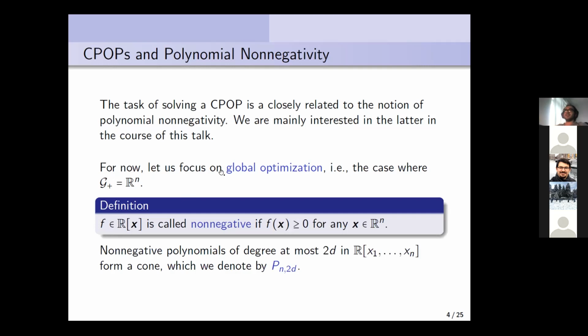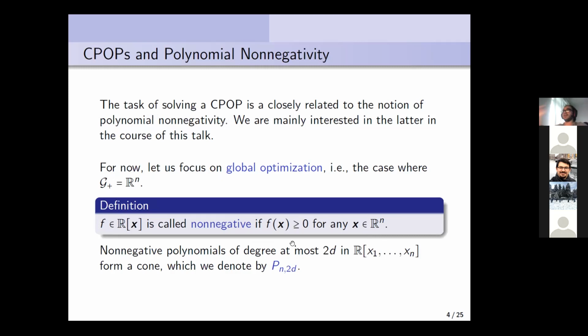So here is a definition. We call a polynomial non-negative if it is evaluated non-negatively everywhere in Rn. Of course, you can give a similar definition in the case of constraint optimization, but as I said, we are not going to be interested in this during this talk.